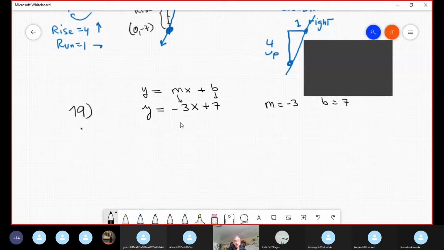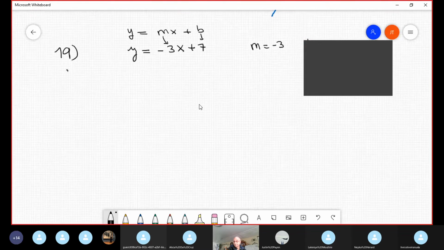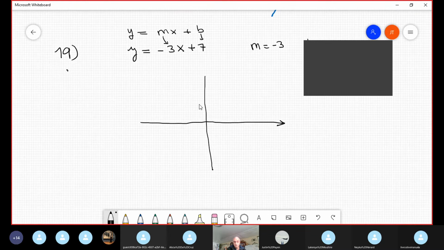Okay, ready. So, I know that we have one intercept at 7. The y-intercept is the point. If b is 7, the point is 0,7. 1, 2, 3, 4, 5, 6, and 7. I plot that point, 0,7. It's on the y-axis. Okay, now the slope is -3.